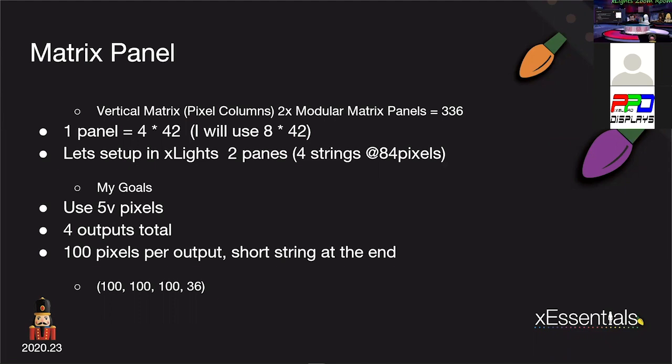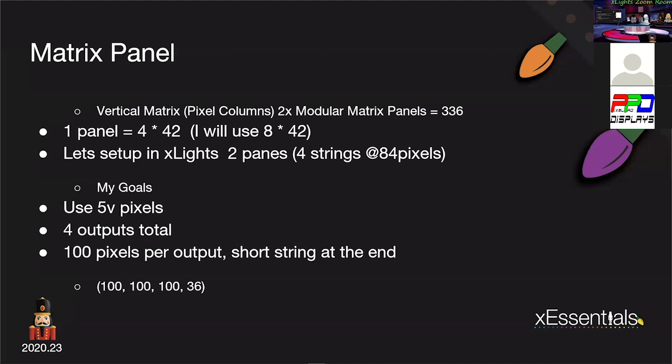I put one panel together with another panel, and whenever you build a vertical matrix in xLights, the way that xLights sees it is a number of strings and a number of strands and a total number of pixels per string. A strand is a fold in, and I'm not going to show you exactly how xLights builds a model. That's not what this is about. But one panel is 4 times 42 pixels, which is 168 pixels total.